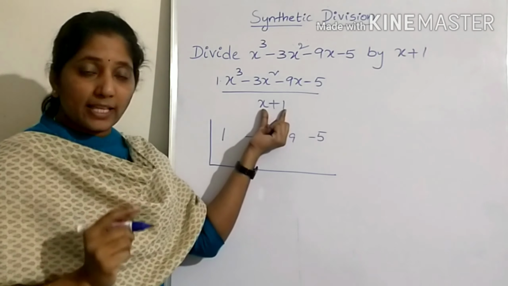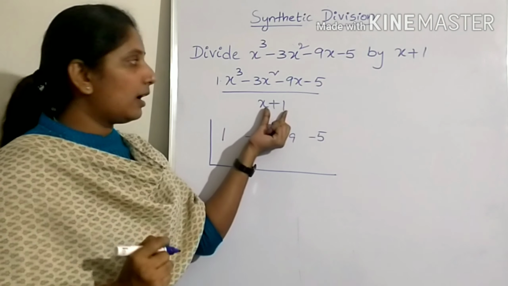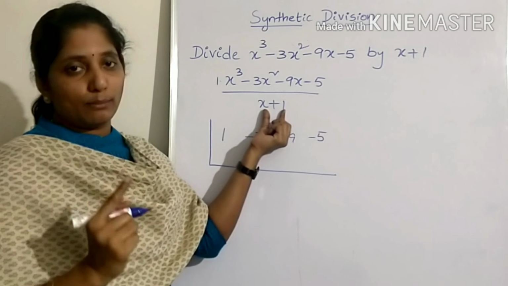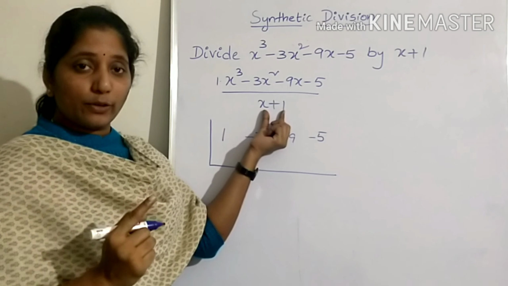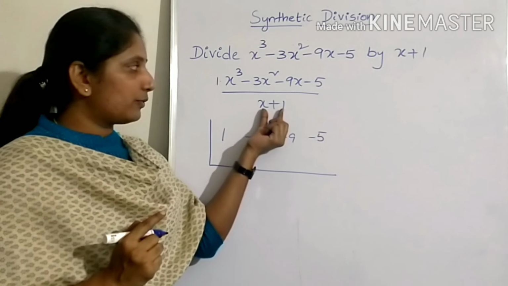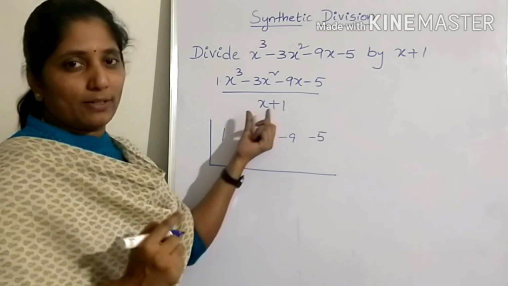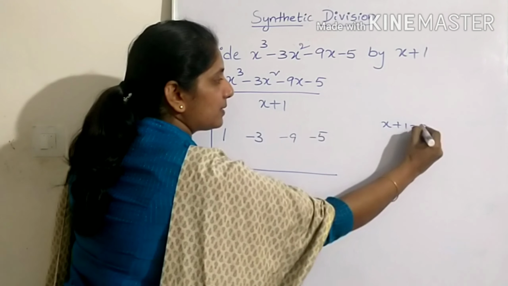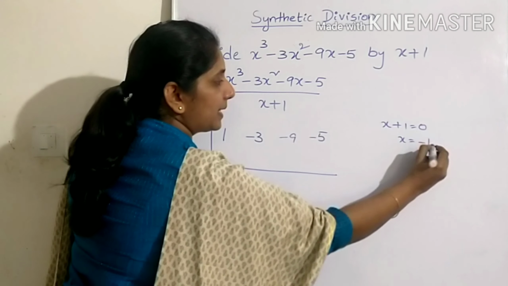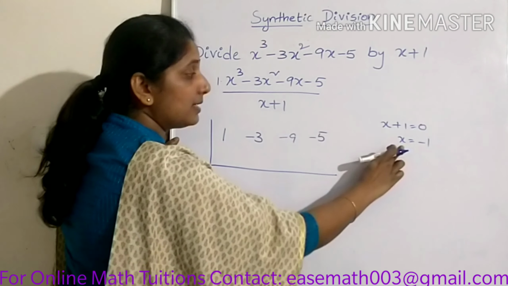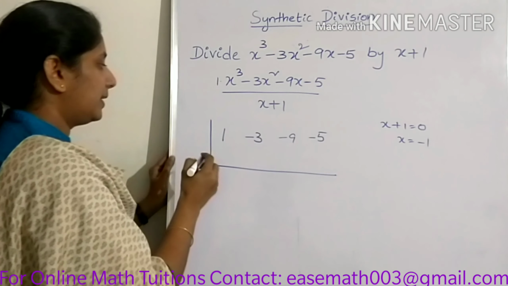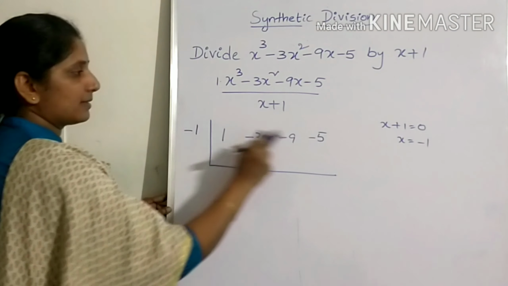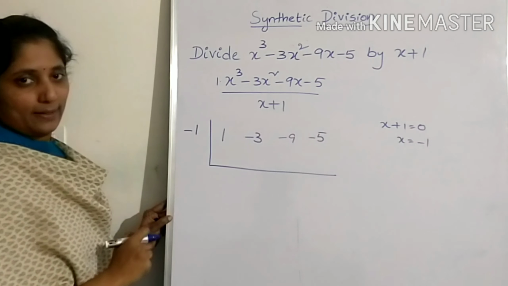What is the 0 or root of this polynomial? That is minus 1. In case you don't know how to find the 0 of this polynomial, just equate it to 0. That means x plus 1 is equal to 0. Then x is equal to minus 1. So this minus 1 is the 0 of this polynomial. Write it here. You have to write this minus 1 here.